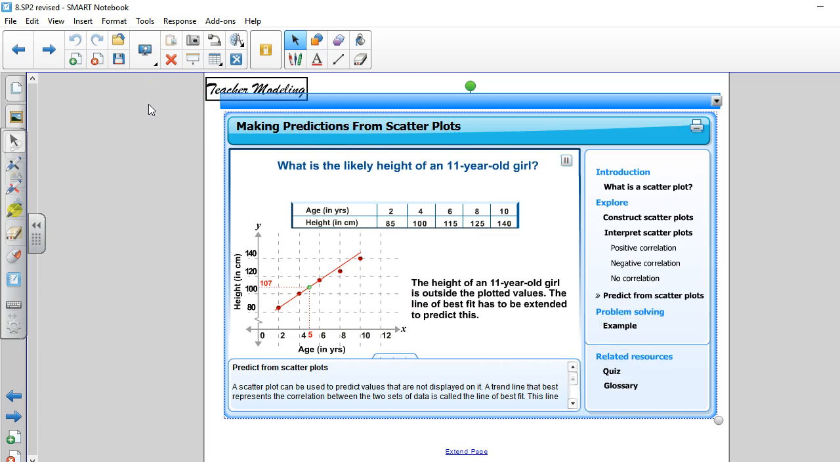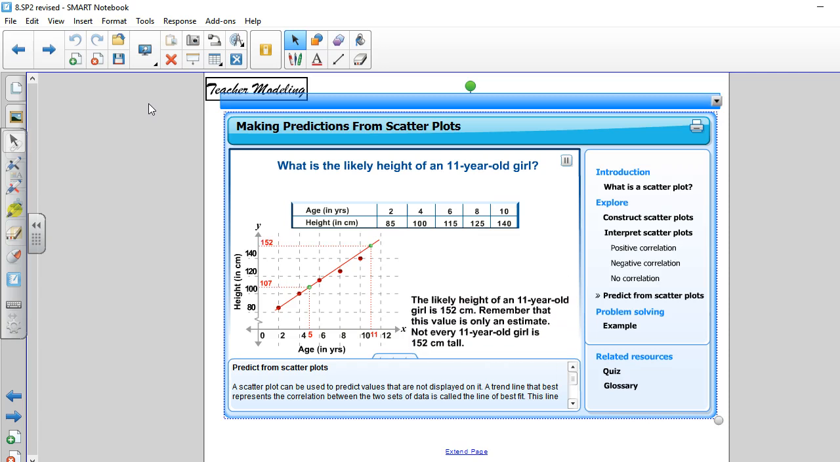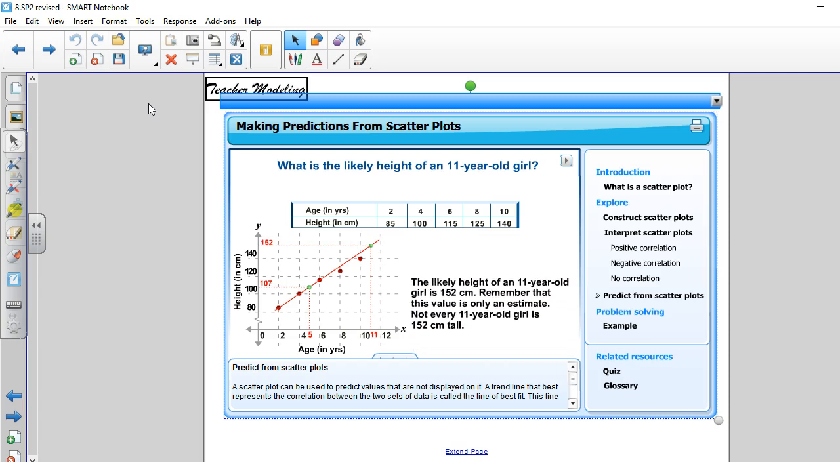If you wanted to make a prediction for data that's not even on the line yet, you would extend your line of best fit with a straight edge, and you would go to that value. For example, an 11-year-old girl is outside our plot of values. So if we follow it up to our trend line and over to the y-axis, we can see that an 11-year-old girl is most likely to be 152 centimeters tall. But remember, this is only an estimate because not every 11-year-old girl is going to be 152 centimeters. Now let's take that information and move on to the examples that we need to work.